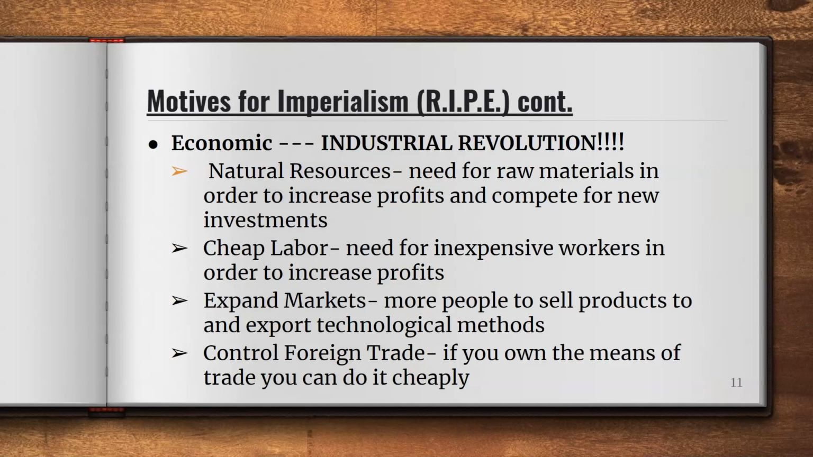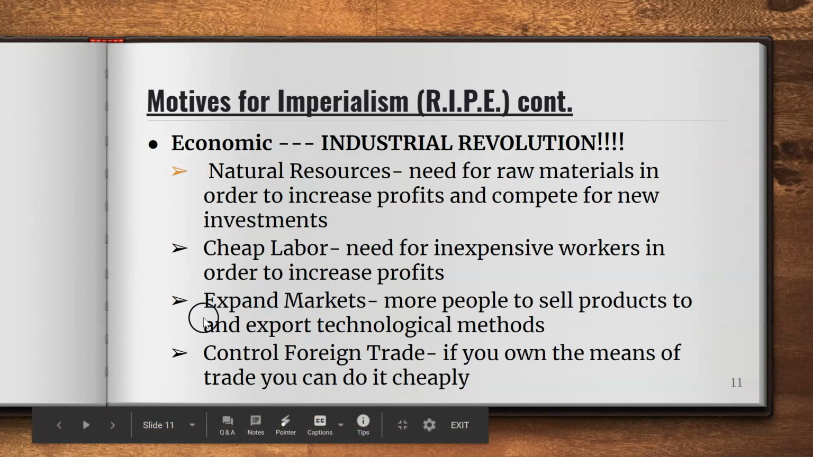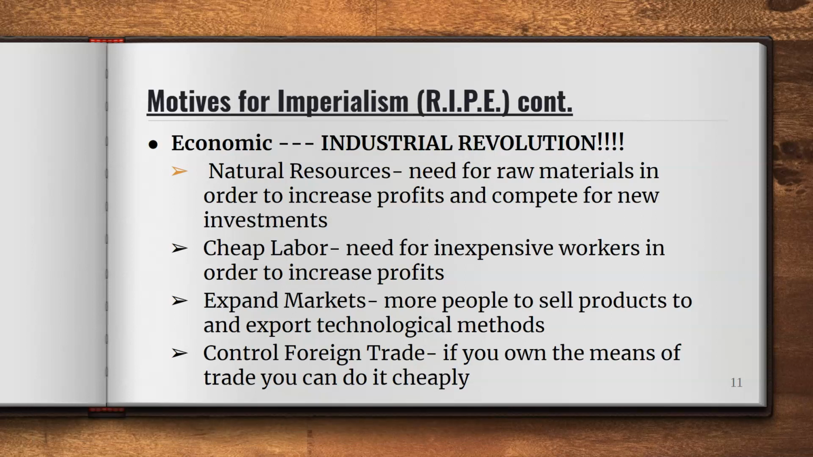And lastly, we have economic reasons. Basically, the Industrial Revolution, they needed more natural resources and raw materials to keep this Industrial Revolution going within Europe. They also needed cheap labor and to expand trading markets so that all the things that they were producing would eventually be sold to other people, and keep this kind of vicious cycle of the industrial machine making money and continuing to progress. So having colonies would allow these countries to control foreign trade. That means if you own the means of trade and the means of production, you can start to make things really cheap and sell them to a lot more people for a bigger profit.